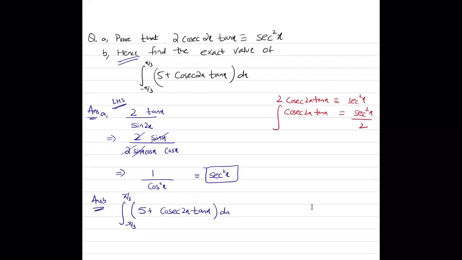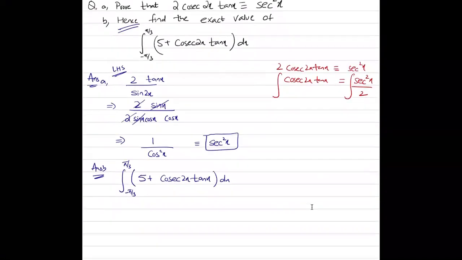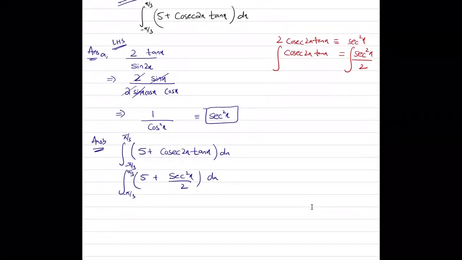Integration of this is the same as integration of secant squared x upon 2. So I can replace this term with secant squared x upon 2. That's the correct observation. So secant squared x over 2 from negative pi by 3 to pi by 3. Okay, now let's integrate them.